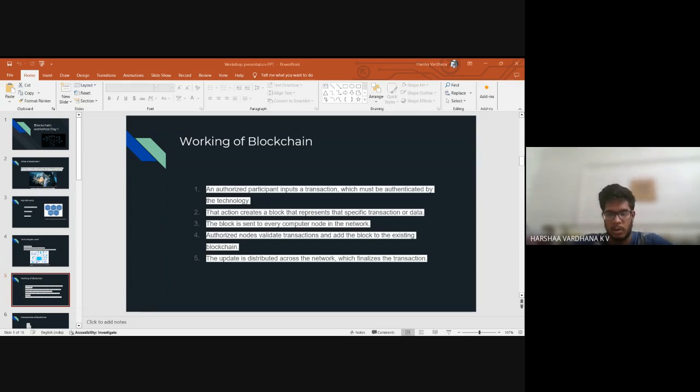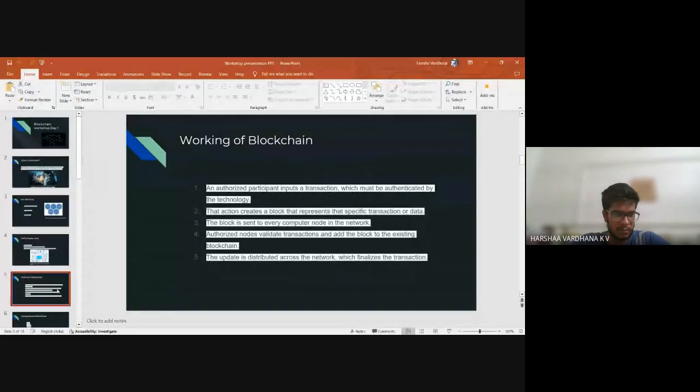Now all the nodes in the network are aware of the new transaction which has been made by some other block in the network, and when a block is created, it is immutable and it is transparent, as all the nodes are able to view what block is being added. So this is what the working of blockchain is.